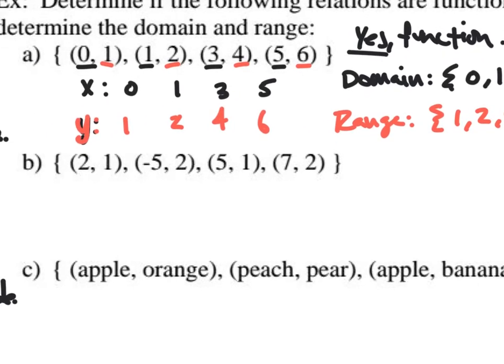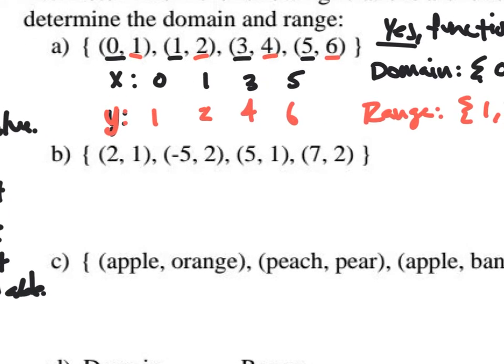Let's take a look at the next one. I'm going to write out my x values: 2, -5, 5, and 7. None of these repeat; they're all unique, and I only have one of each. Let's list out my y values: 1, 2, 1, and 2.